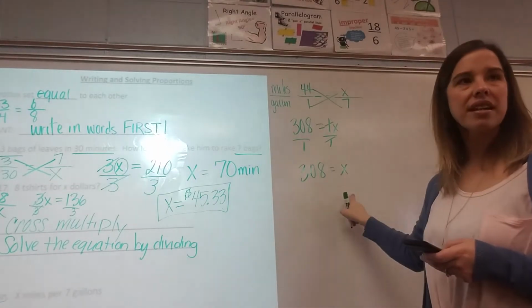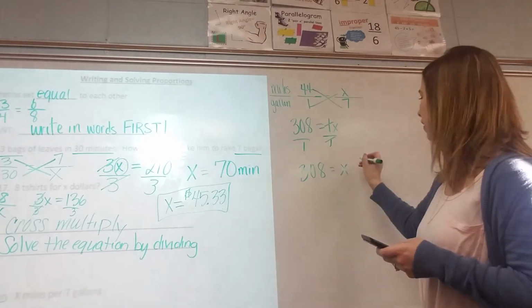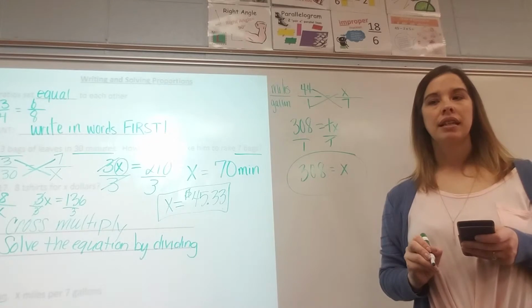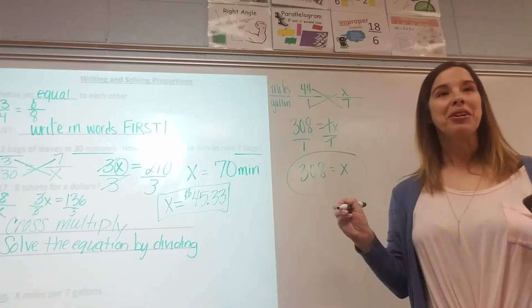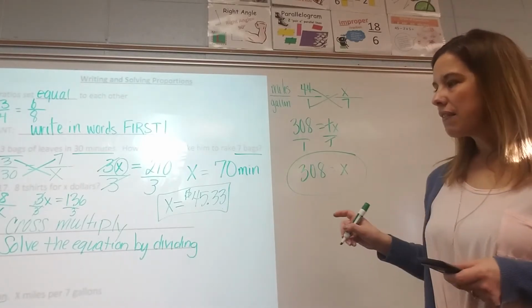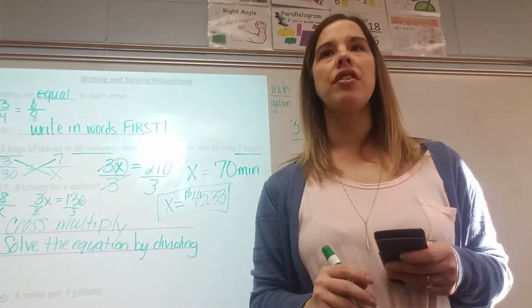Does it matter that the X is on the other side? No, not at all. So what does this 308 stand for? It represents how many miles you can drive for 7 gallons. Good. How many miles on 7 gallons of gas? That's true. All right, the very last example I want you to try to solve all on your own.